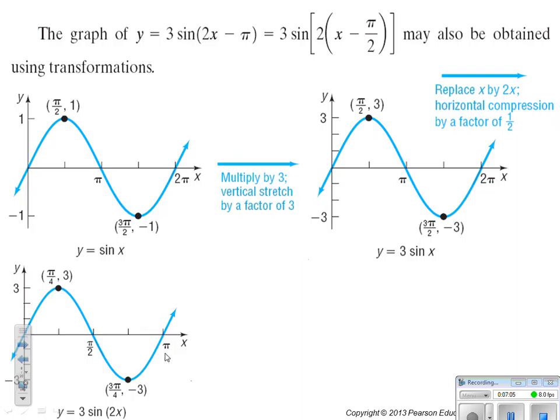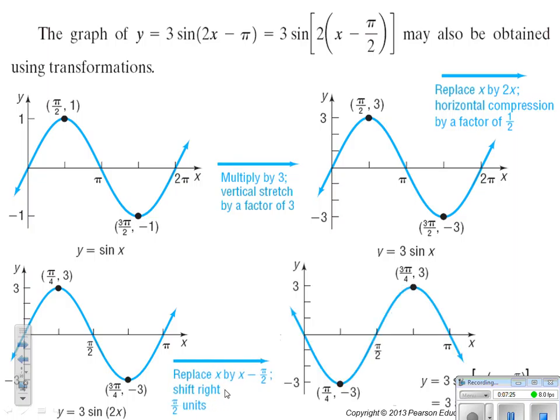Instead of cycling through in 2 pi, remember we take whatever value is in front and divide our period by that. Instead of the sine wave cycling in 2 pi, it cycles by pi. And then the minus pi over 2 tells us that phase shift. So it tells us that this sine wave is going to shift over to the right by pi over 2.